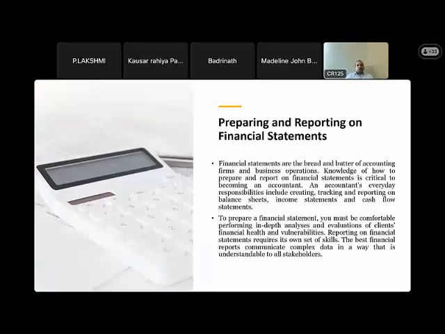The next skill is that you need to be thorough and pretty confident in preparing the reporting of financial statements. As we discussed, these financial statements are the bread and butter of accounting. Major financial decisions are taken on these documents called financial statements. So three documents are pretty important. Knowledge of how to prepare and report on financial statements is critical to becoming an accountant.